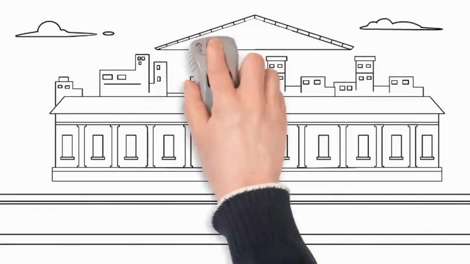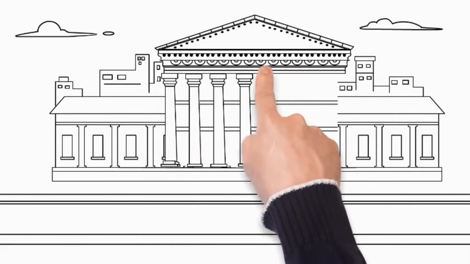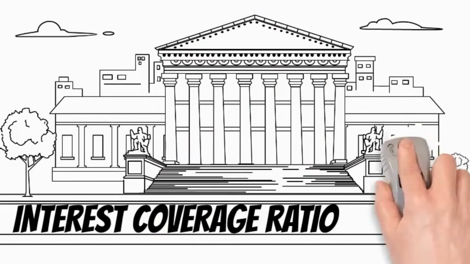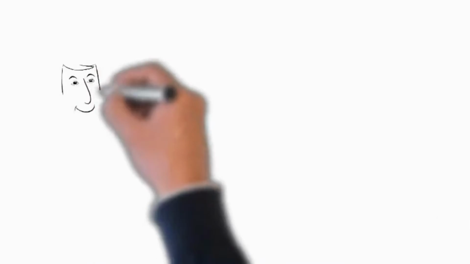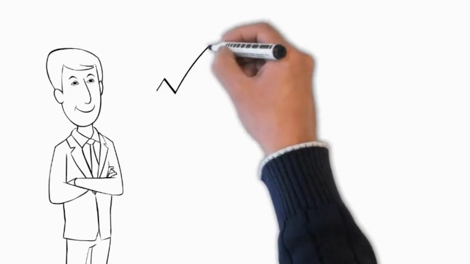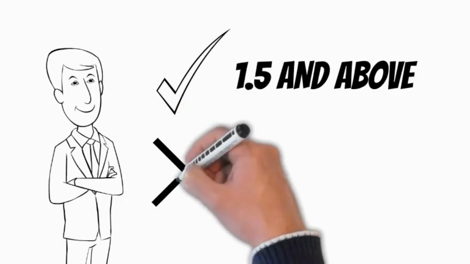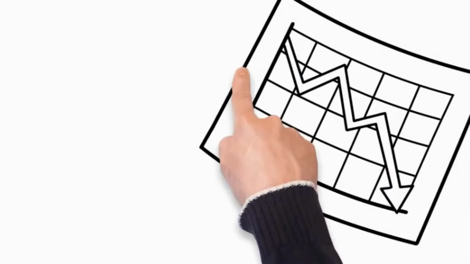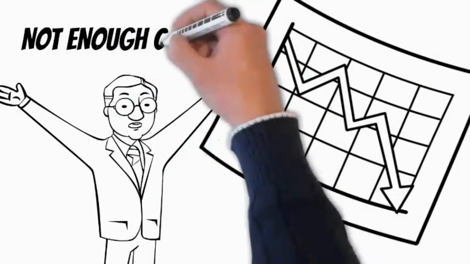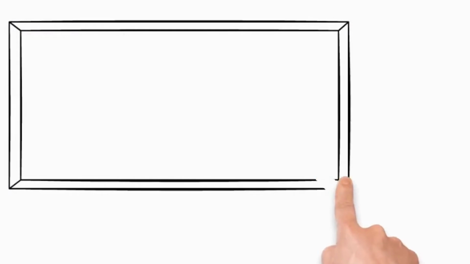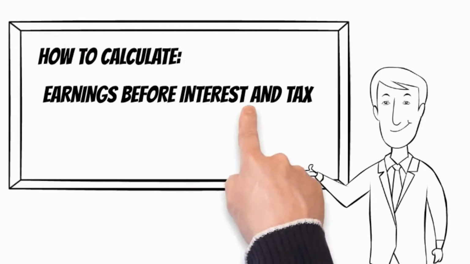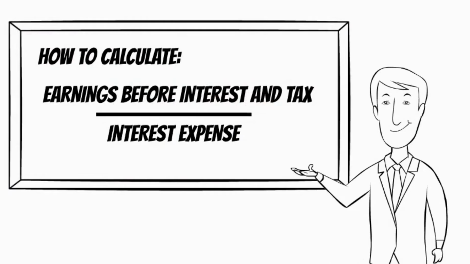Interest coverage ratio. This ratio measures how well your business can pay the interest on its debts. Ideally, it should be over 1.5. But if it falls under 1, the business is probably not producing enough cash flow to pay interest. It is calculated as follows: earnings before interest and tax over interest expense.